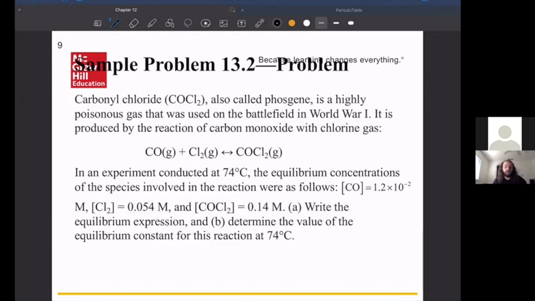Okay, so in an experiment conducted at 74 degrees Celsius, the equilibrium concentrations of the species of the reaction were as follows. So it gives us the concentration of carbon monoxide, the concentration of chlorine gas, and the concentration of carbonyl chloride. And we want to write the expression for the equilibrium constant and then determine its value at 74 degrees. I'll note that it tells you the temperature is 74 degrees. That's not actually going to factor in anywhere to our math.